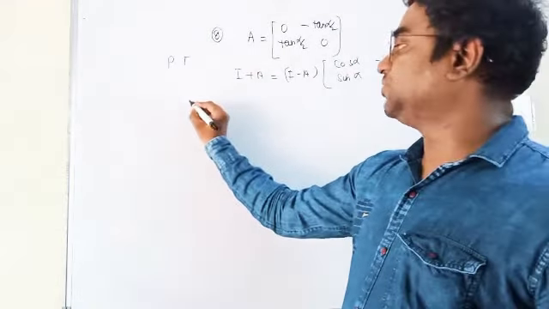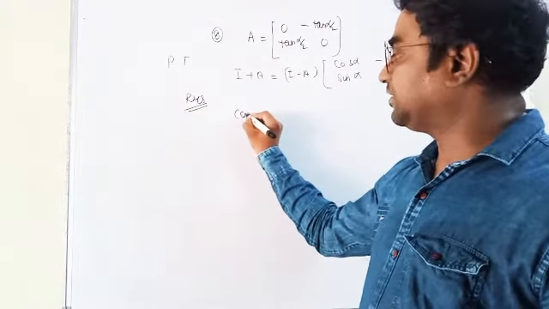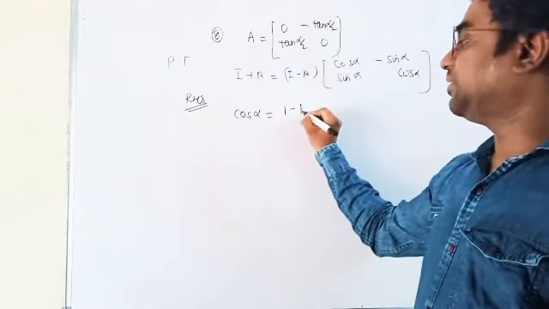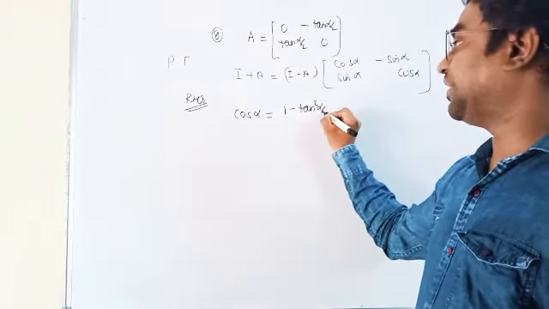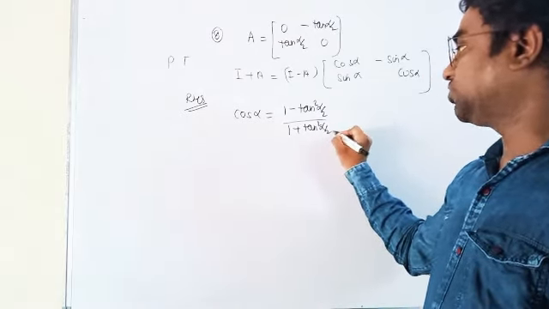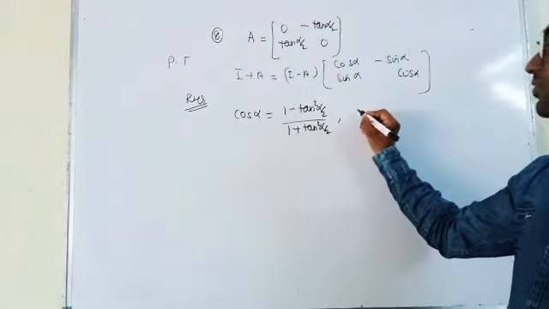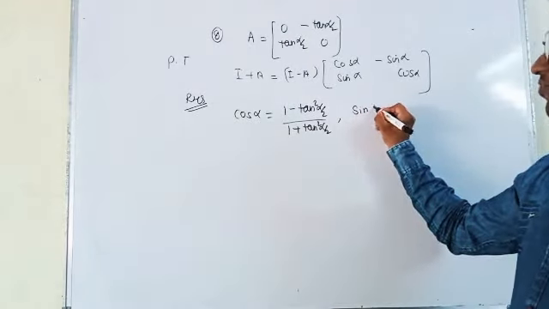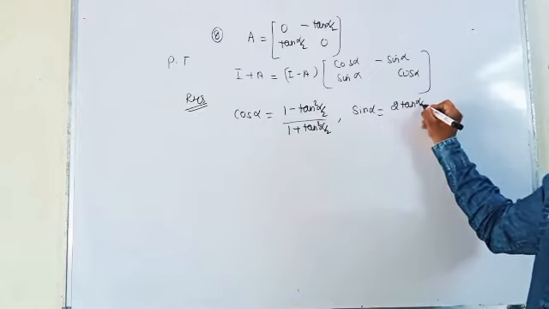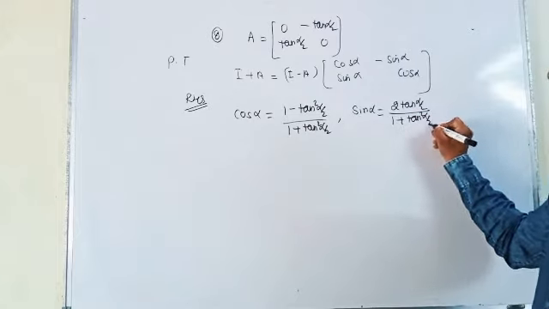First, before solving the question, you just write the right hand side here, and we have to write the formula of cos alpha. Cos alpha is equivalent to 1 minus tan square alpha by 2 divided by 1 plus tan square alpha by 2. I taught you this in class 11, so you might remember it. Sin alpha is equal to 2 tan alpha by 2 divided by 1 plus tan square alpha by 2. Here it is clear now.